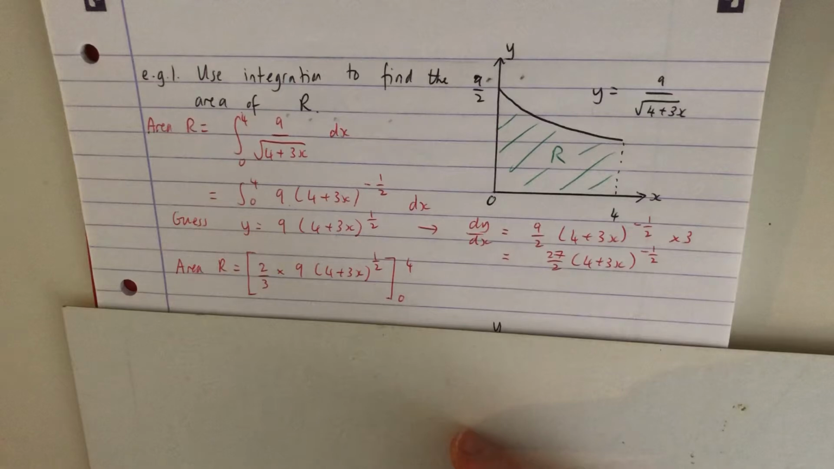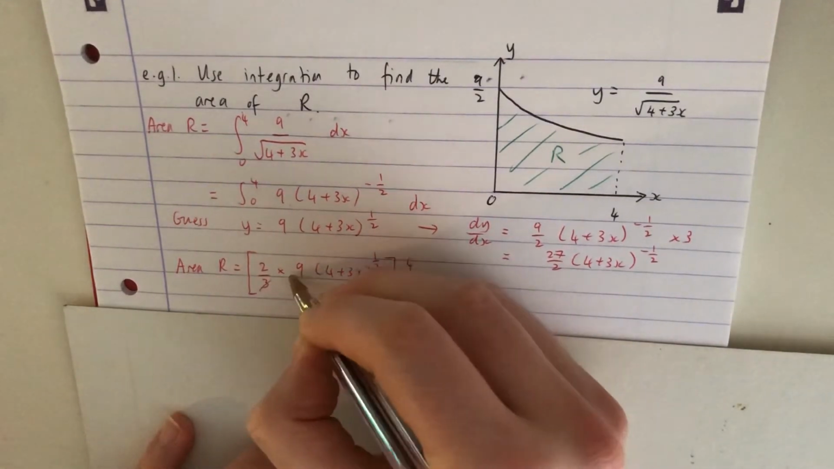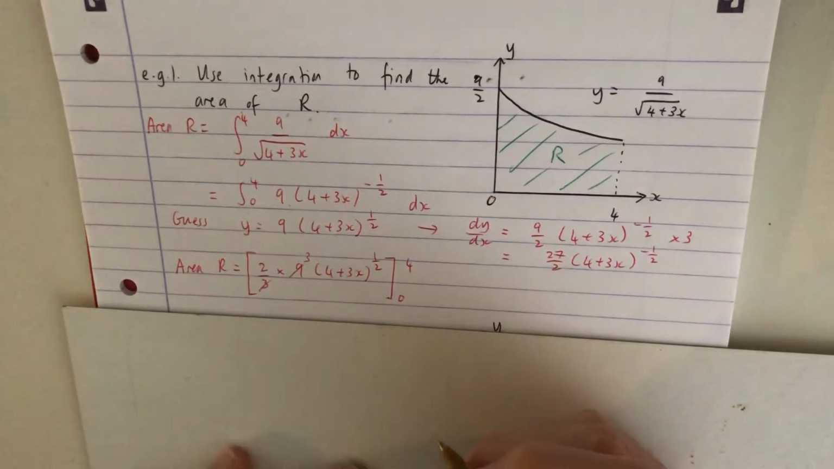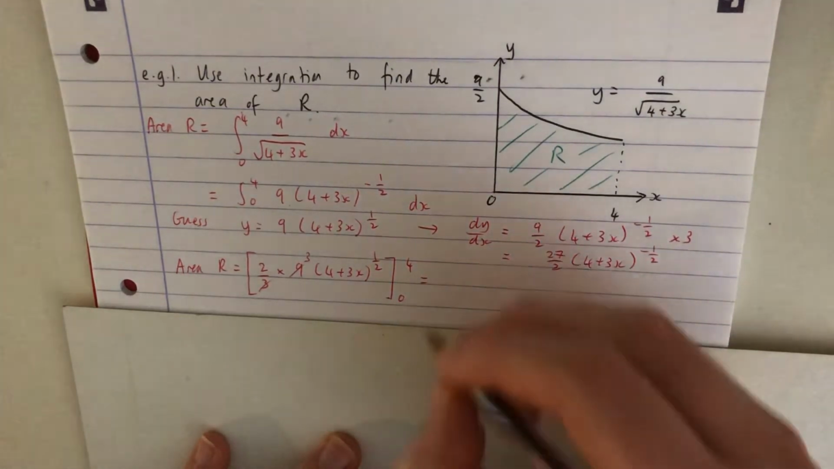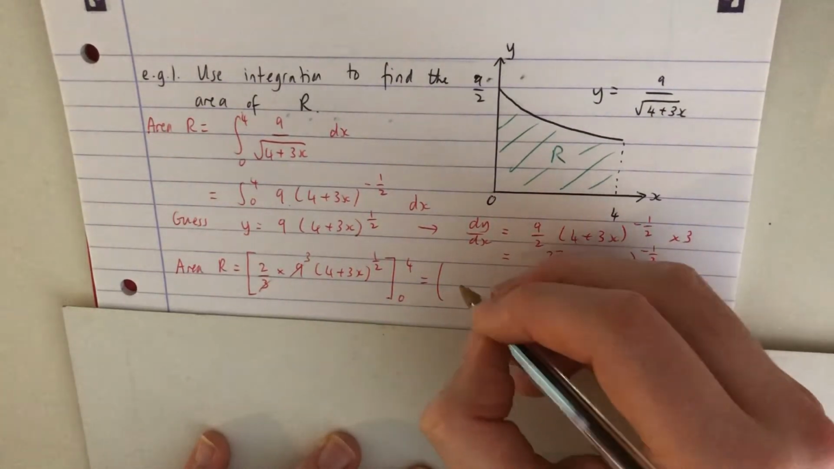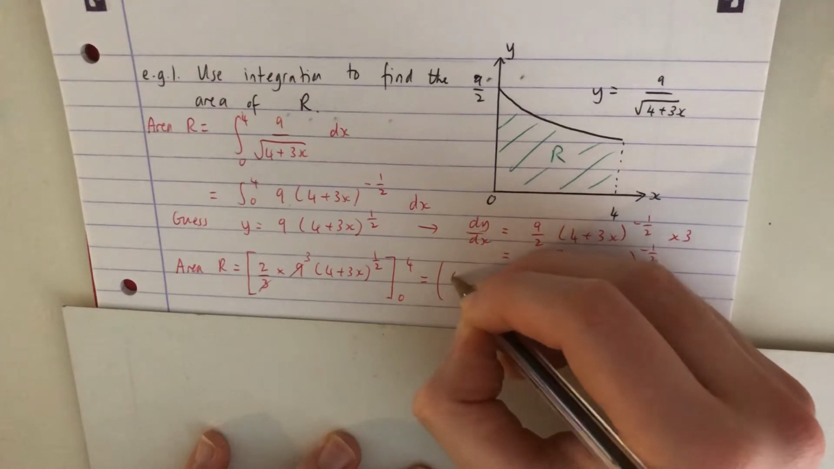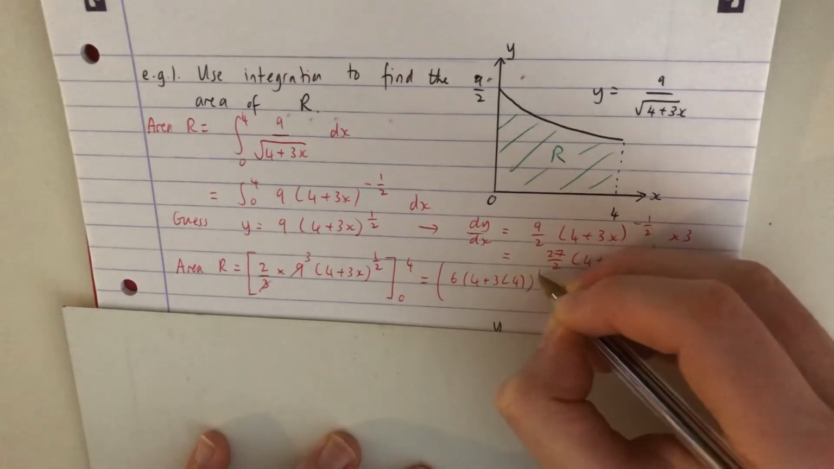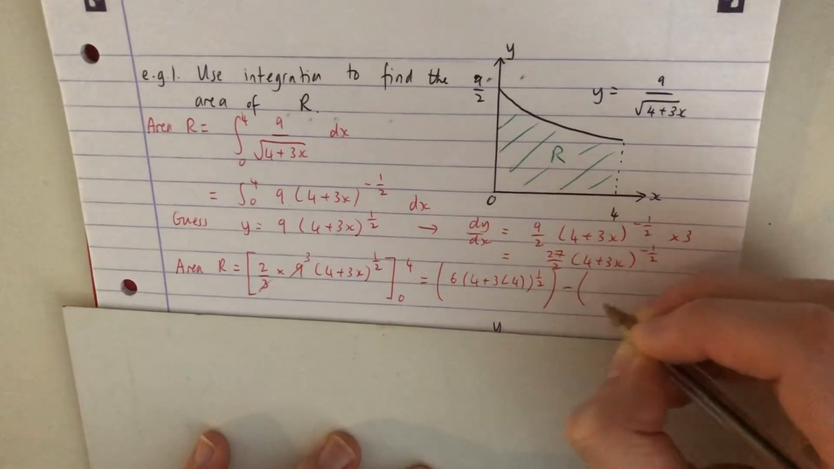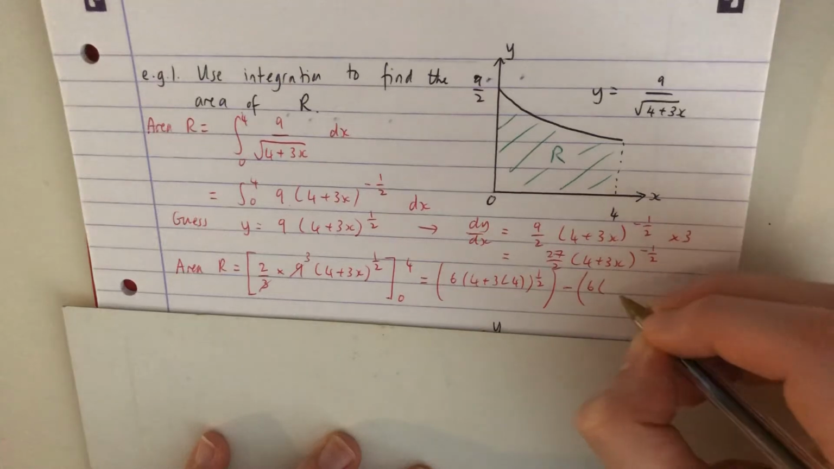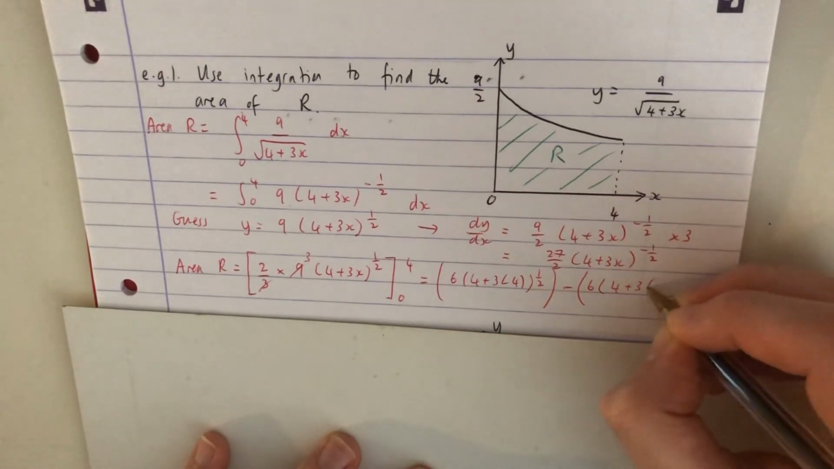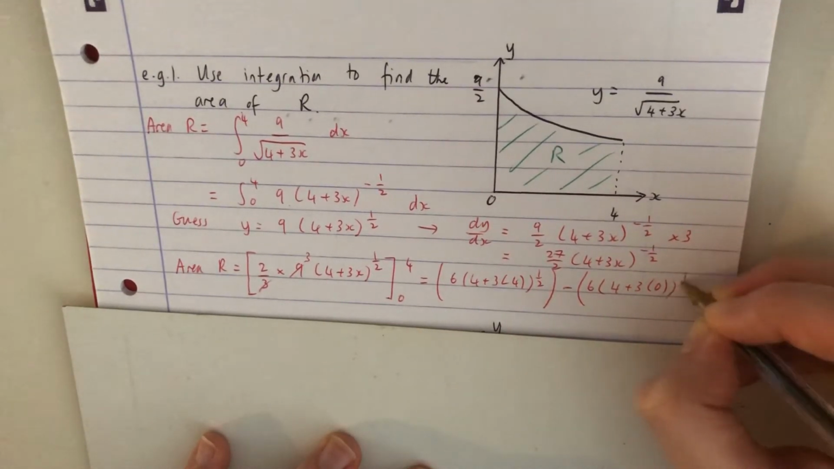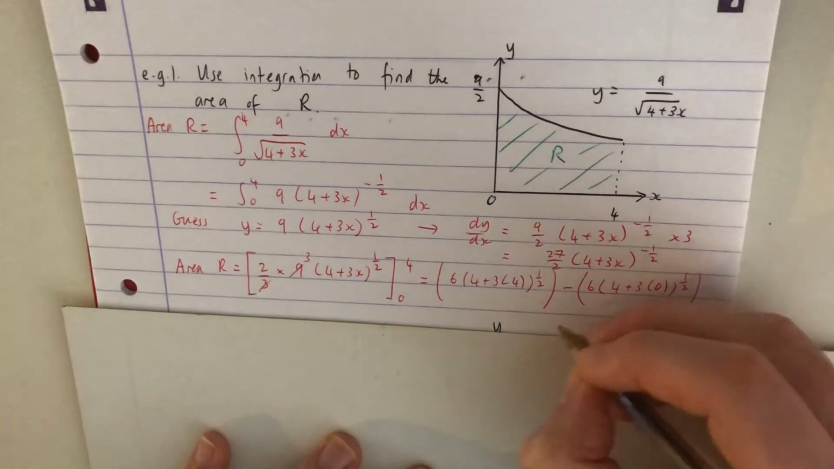Okay, so that's pretty much the integration part done. Now you have to just substitute the limits. I could simplify this, maybe just do that. That goes into that 3 times, so that's 6 of those. So this would be equal to, put the upper limit in first, which would be 6 lots of 4 plus 3 4s to the power of a half. Subtract 6 lots of 4 plus 3 zeros to the power of a half, and type that into my calculator.